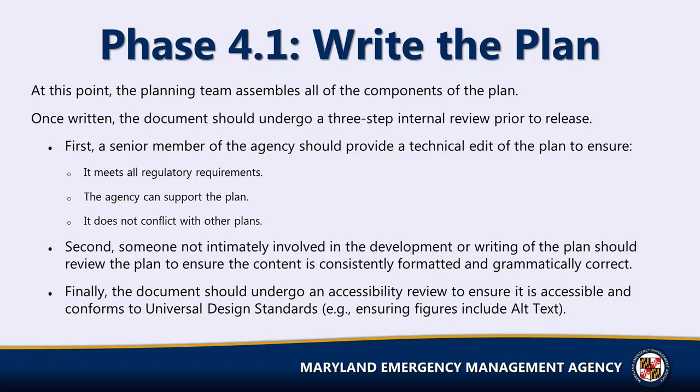This second step should be completed by someone who was not intimately involved in the development or writing of the plan. Additionally, an accessibility review should occur to ensure the plan is accessible and conforms to universal design standards, so that it can be read by people with disabilities and others with access and functional needs, such as people who use screen reader software to read documents. An example includes applying alt text to graphics and figures.